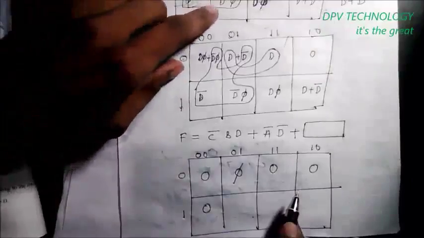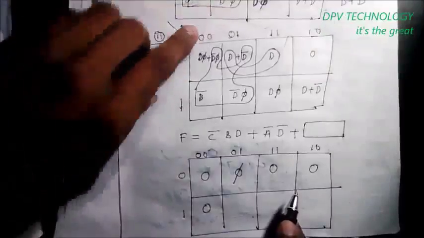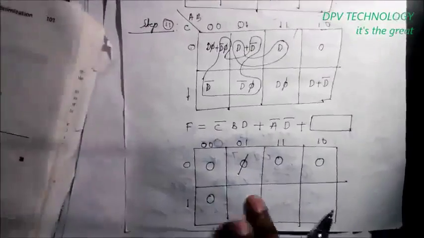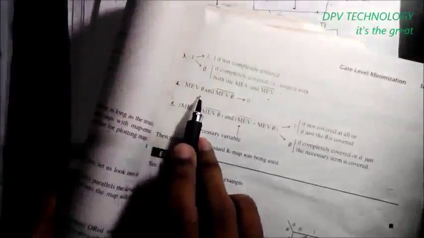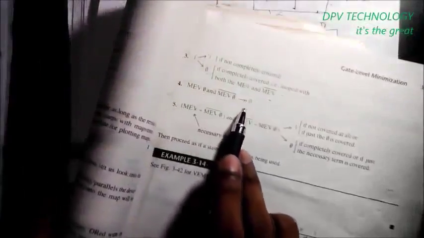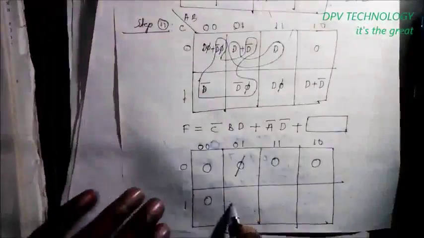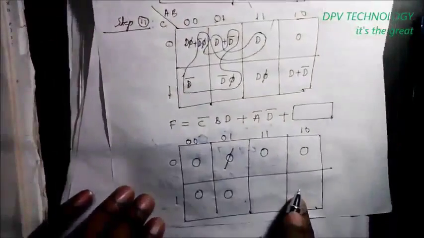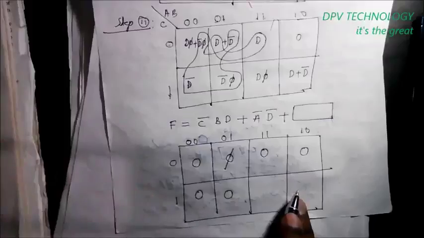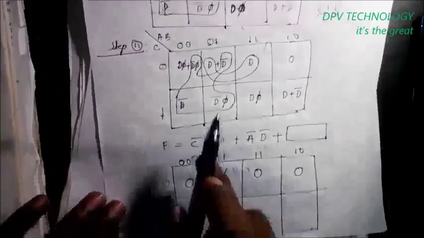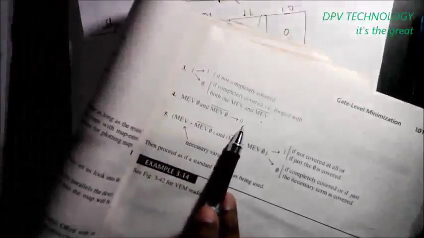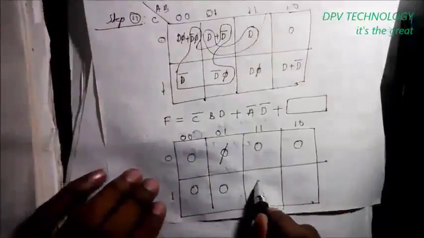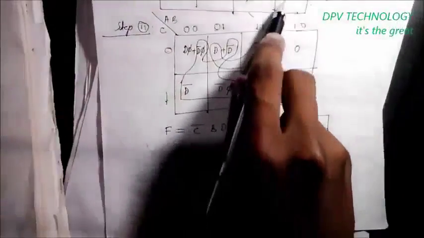Then D bar don't care. This is also completely covered, and it will become 0 according to rule number 4. Here you can see MEV don't care or MEV bar don't care, it will become 0. So put 0 here. Then we have this thing. This will also become 0 according to rule number 4. So put 0 here. It is not covered, you can see.